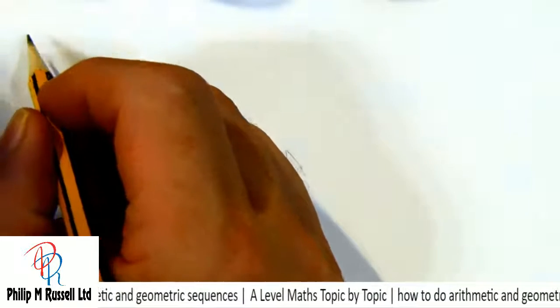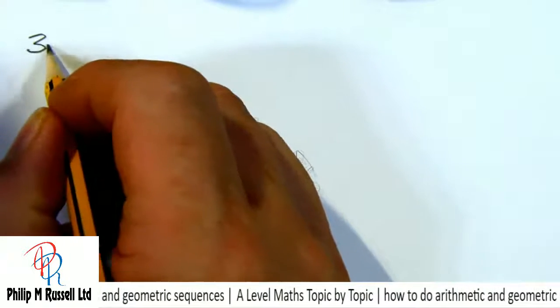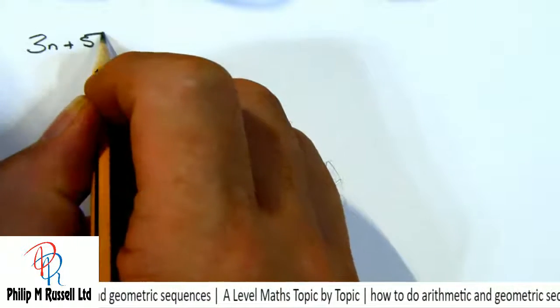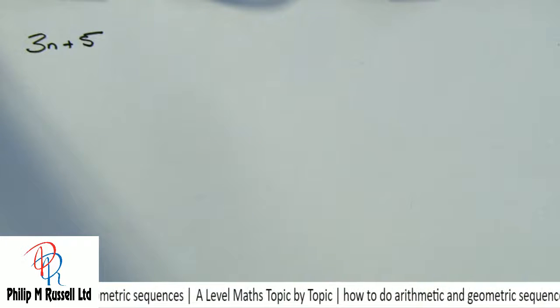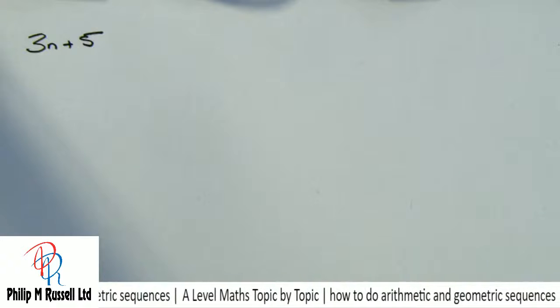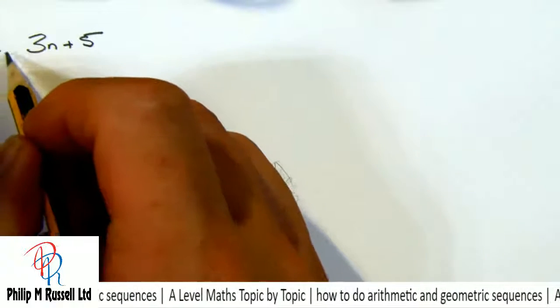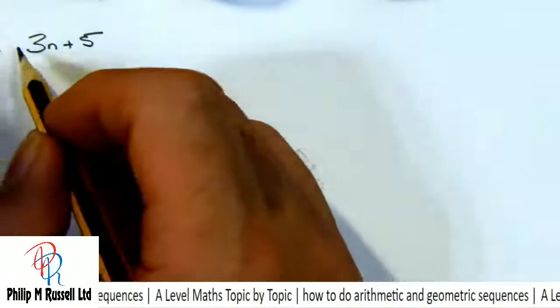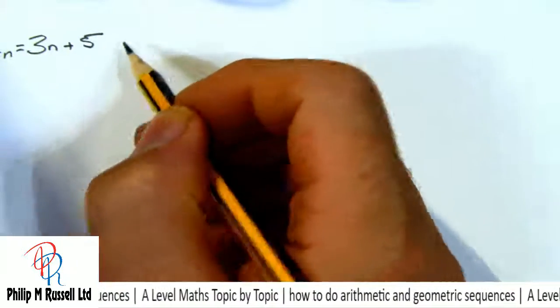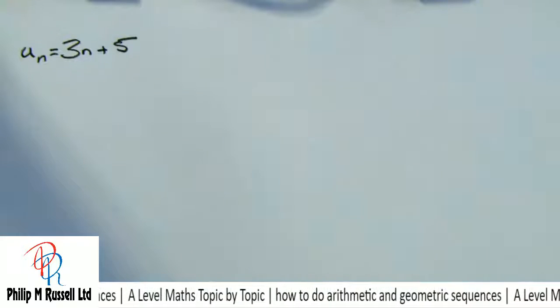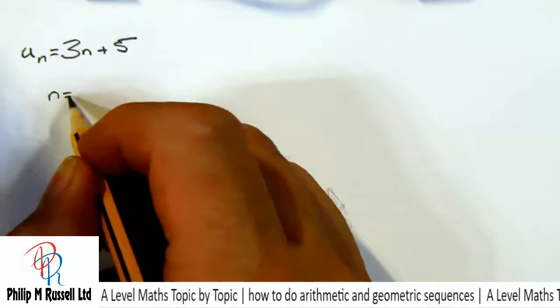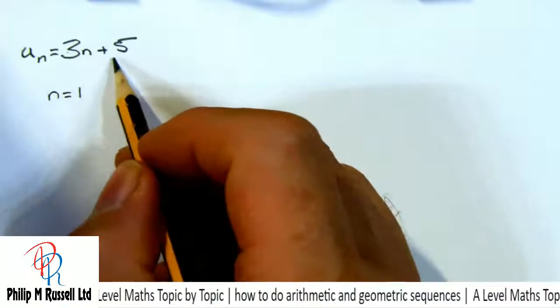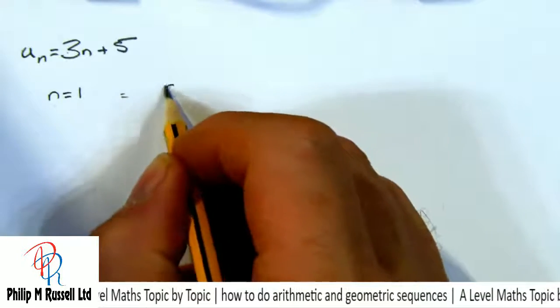So let's start with a very basic sequence and see what we can do with this. Let's take a nice sequence which we might have met at GCSE, something like 3n plus 5. I'm going to change that just a little bit and say my next term is going to be un. Let's try some things out. If I set n equal to 1, then 3 ones are 3, plus 5 gives me 8.